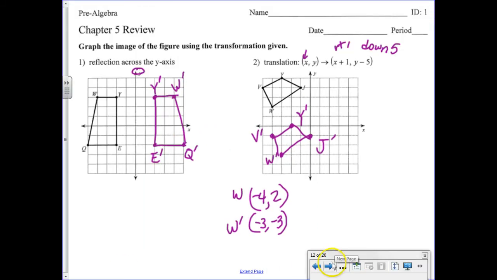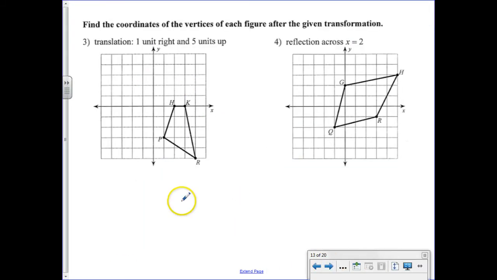All right, let's move on to 3 and 4. This time, please read the directions here. It says, please find the coordinates this time. So we're going to have to list them. I didn't really give you a spot on the sheet, so let's talk about this. And it says, I only want the coordinates after the transformation. So on number 3, it says move it 1 unit to the right and 5 units up.